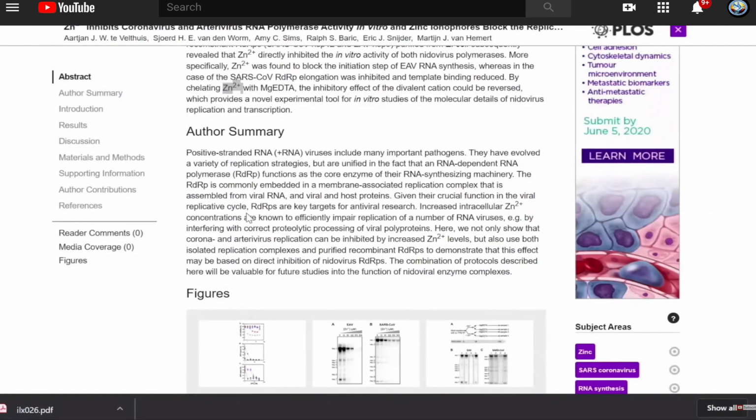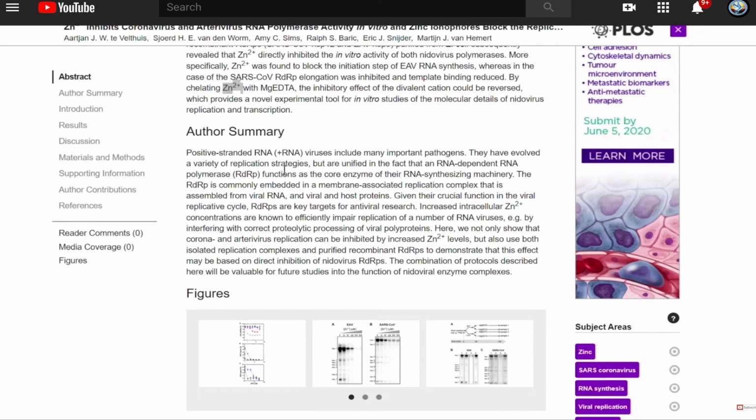And here our author summary reinforces what we just learned about the coronavirus. They say that positive-stranded RNA viruses, which is exactly what the coronavirus is, include many important pathogens. They have evolved a variety of replication strategies, but are unified in the fact that an RNA-dependent RNA polymerase, that's the thing that we showed, functions as the core enzyme of their RNA-synthesizing machinery. Nothing else can work unless you have this RDRP working to make more RNA molecules. And they show you that this is a crucial function and that they're key targets for antiviral research.